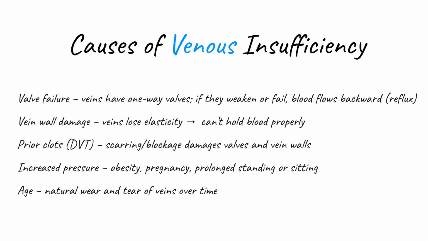Causes of venous insufficiency. Venous insufficiency happens when the veins can't move blood back to the heart effectively. The most common cause is valve failure, when one-way valves weaken and allow blood to flow backward. Other causes include vein wall damage, prior clots, or deep vein thrombosis, obesity, pregnancy, prolonged standing or sitting, and the natural wear and tear of aging.